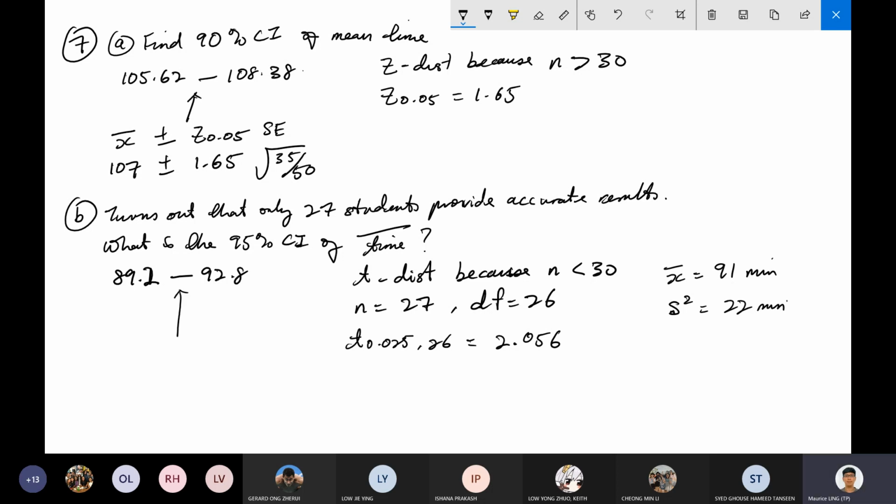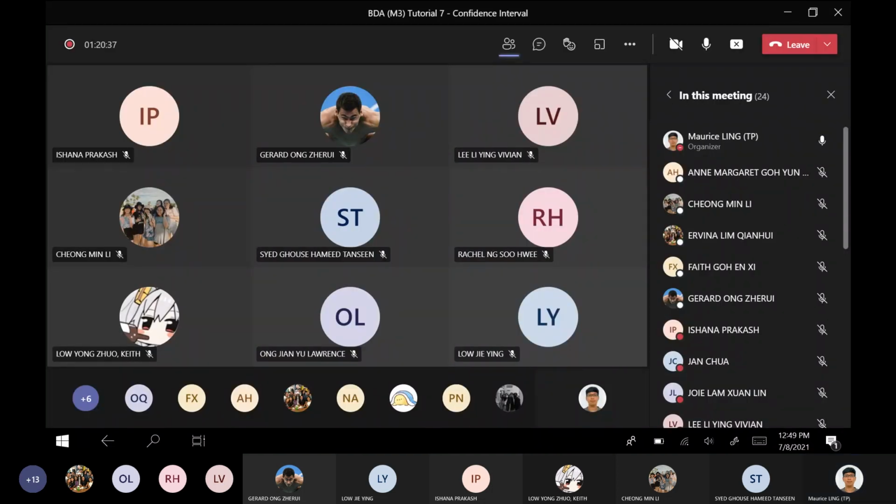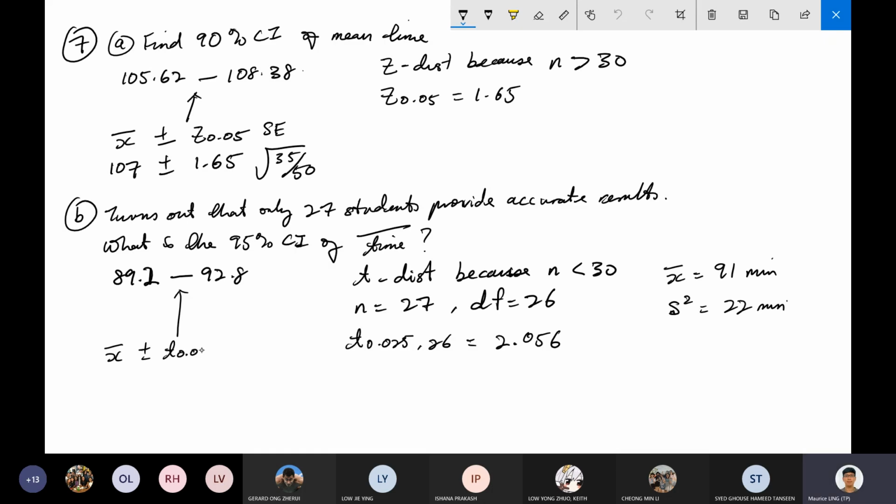Okay, so this answer comes from plus minus T 0.025, 26 of your standard error, which is then 91 plus minus 2.056. Standard error is your 22 divided by 27. Okay, great. Last question.